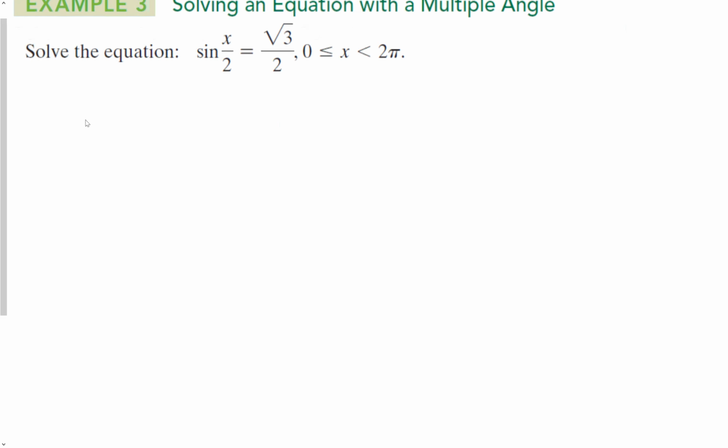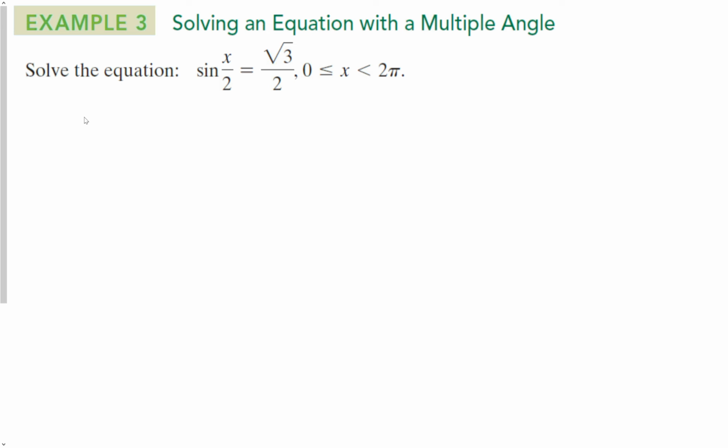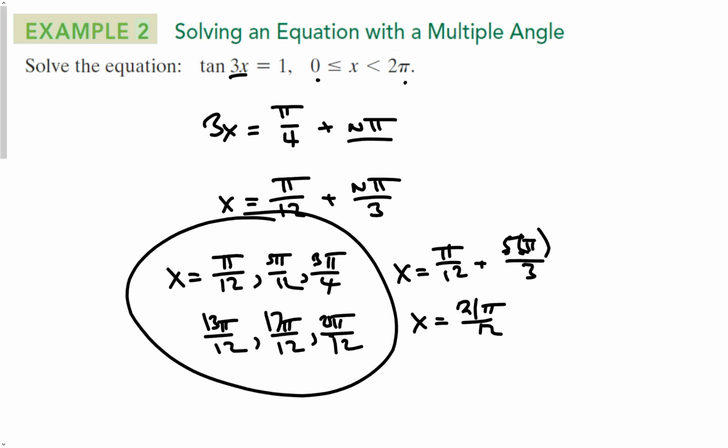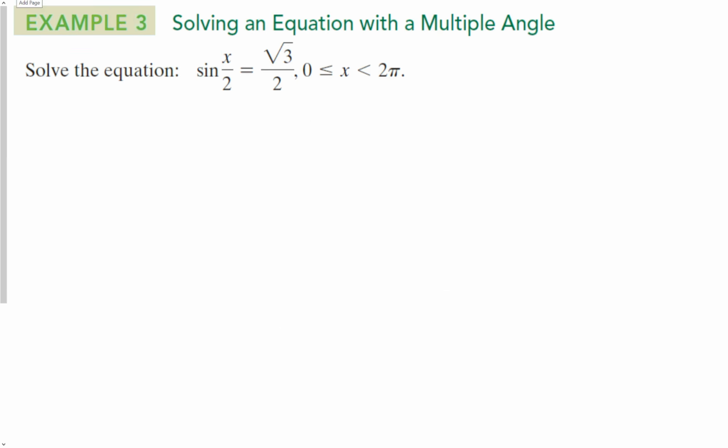Let's try one where we have to multiply. When you look at this solution back here, we had a number in the front that is a horizontal compression. So we're making this function have a lot of answers, right? There's a lot of places where it's going to hit 1. As opposed to this, which is a horizontal stretch, so there's going to be fewer answers.